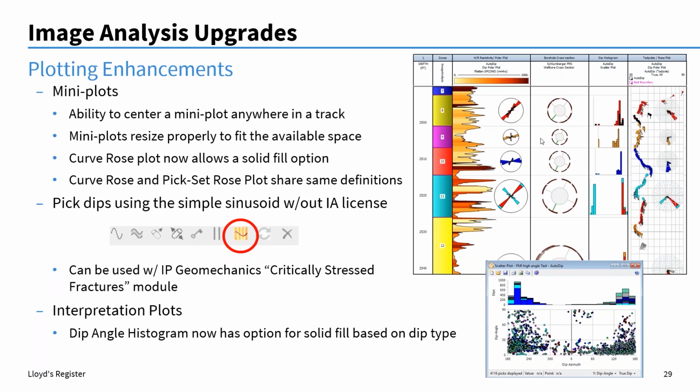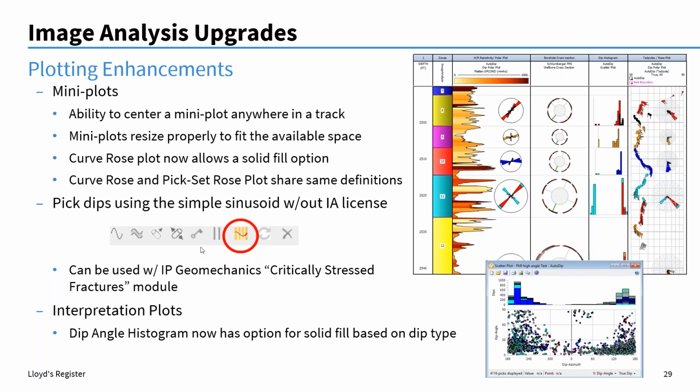A couple of things we've also done, if you look closely at the rose diagrams and the histograms, we've actually got the ability now to color code those based on the data type or the zone that we're working in. Previously, it was just a solid box.